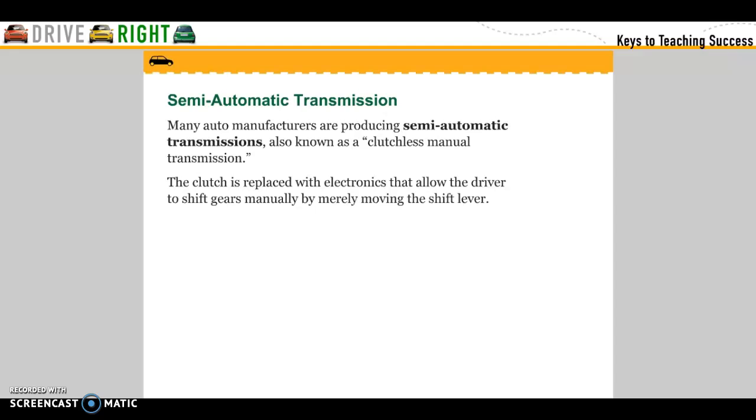Semi-automatic transmission. Many auto manufacturers are producing semi-automatic transmissions, also known as clutchless manual transmissions. The clutch is replaced with electronics that allow the driver to shift manually by merely moving the shifter lever.